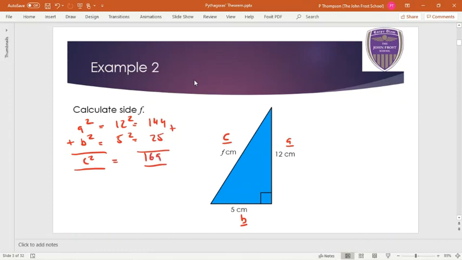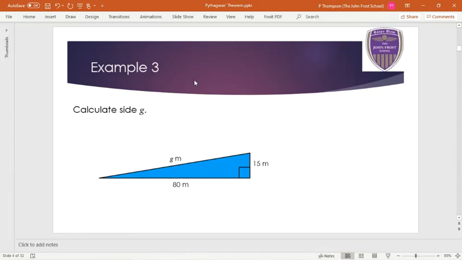Again, perhaps you know that 13 squared is 169, but if you didn't, no shame. On the calculator, take the square root, and you get c equals 13 centimeters. Well, this was called f, actually, so f is 13 centimeters. Example 3.